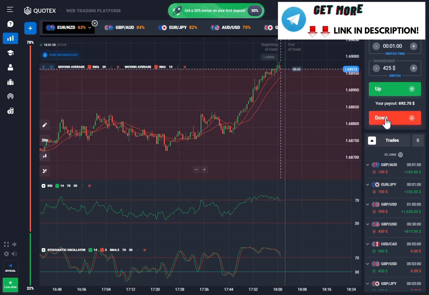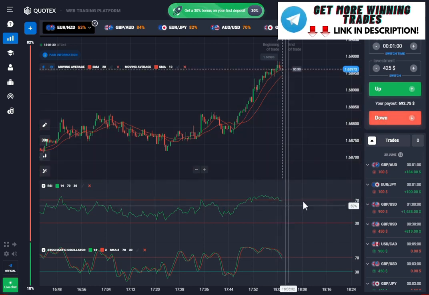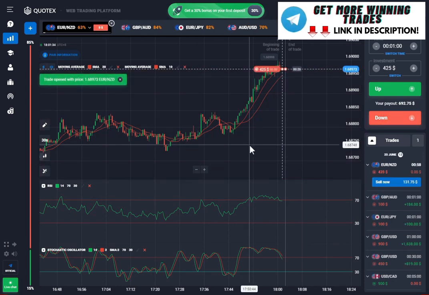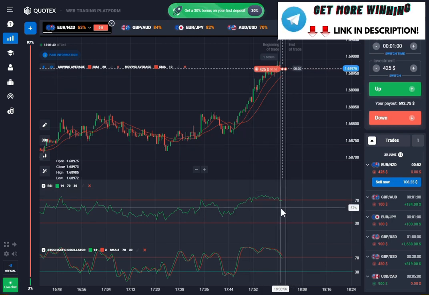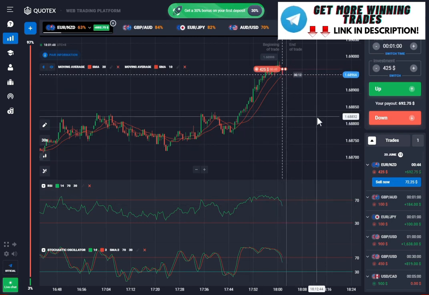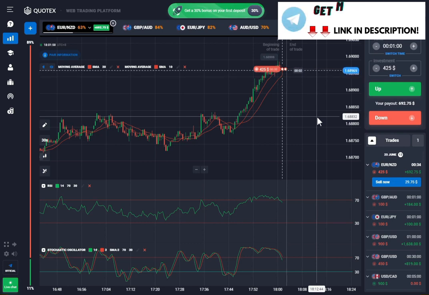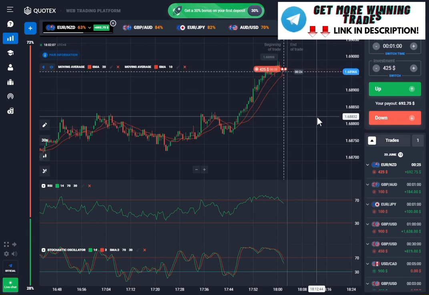So okay, let's see. Okay, I think it closes in, so I'll do a 1-minute put trade over here. So hopefully it works out. Price action wise, I wouldn't say it's really good. Alright, another 30 seconds, but the price is forming a pin, a little pin.